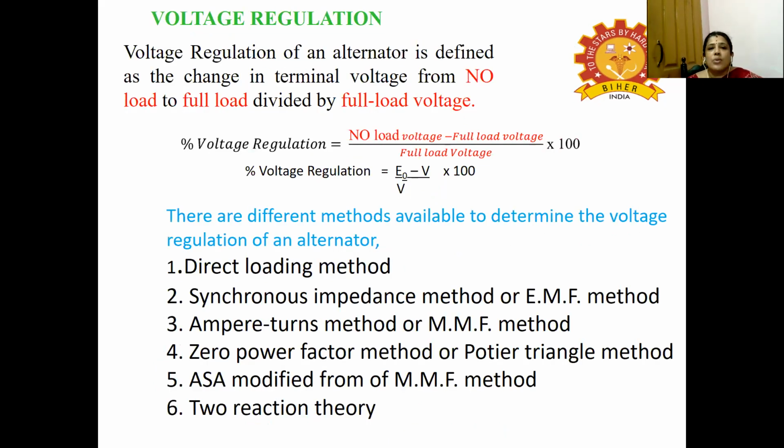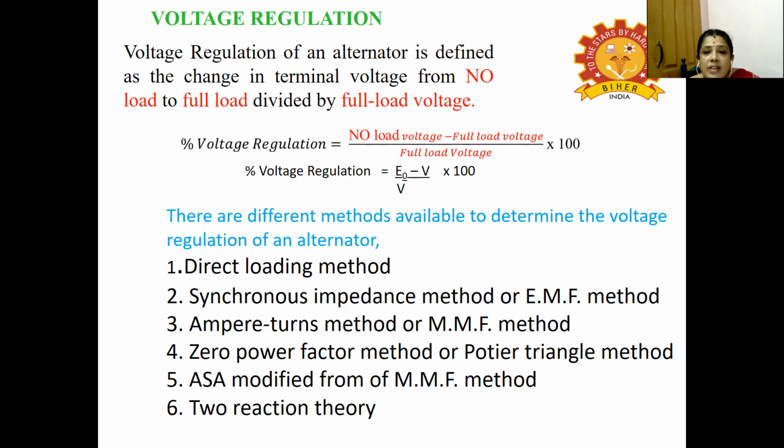So, voltage regulation. What is voltage regulation? Voltage regulation of an alternator is defined as the change in terminal voltage from no load to full load divided by full load voltage. Percentage voltage regulation is equal to no load voltage minus full load voltage, divided by full load voltage, into 100. That is, E0 minus V divided by V into 100.